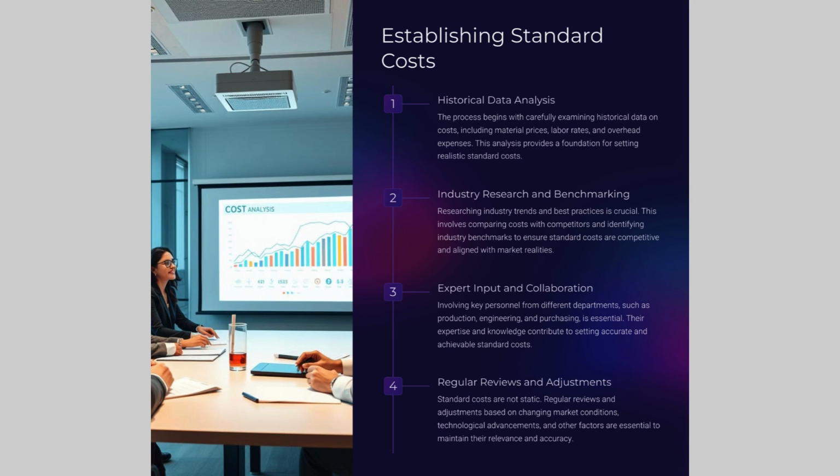Establishing standard costs. Historical data analysis. The process begins with carefully examining historical data on costs, including material prices, labor rates, and overhead expenses. This analysis provides a foundation for setting realistic standard costs. Industry research and benchmarking. Researching industry trends and best practices is crucial. This involves comparing costs with competitors and identifying industry benchmarks to ensure standard costs are competitive and aligned with market realities. Expert input and collaboration. Involving key personnel from different departments, such as production, engineering, and purchasing, is essential. Their expertise and knowledge contribute to setting accurate and achievable standard costs.